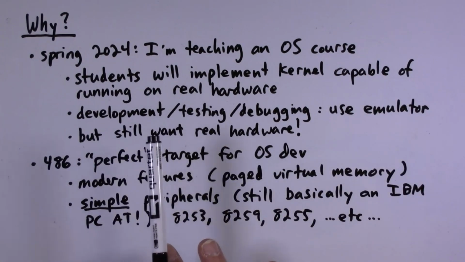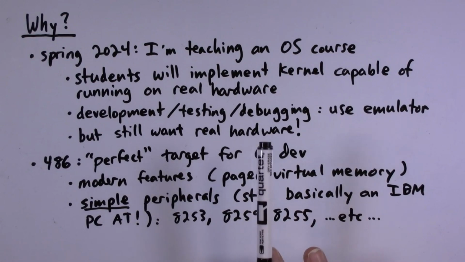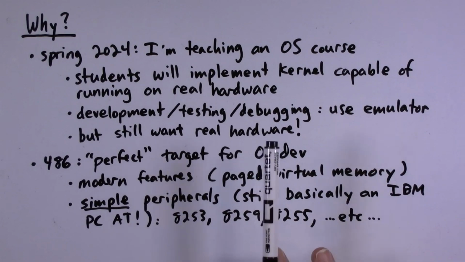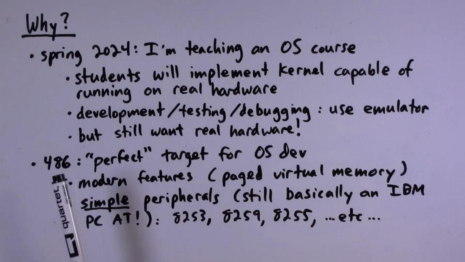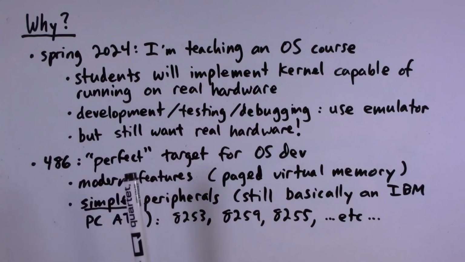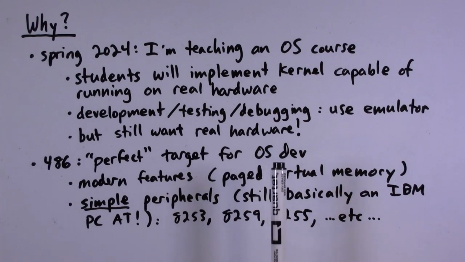However, I really think it's important to have testing on real hardware be an option. I would really, really like to see students boot an actual operating system kernel that they have implemented on a real, actual, realistic hardware platform. And for a number of reasons, the 486 PC category of hardware is more or less a perfect target for novice operating system kernel developers.